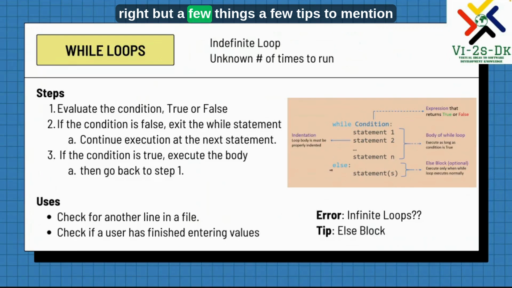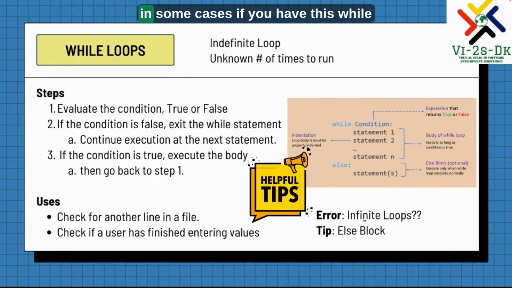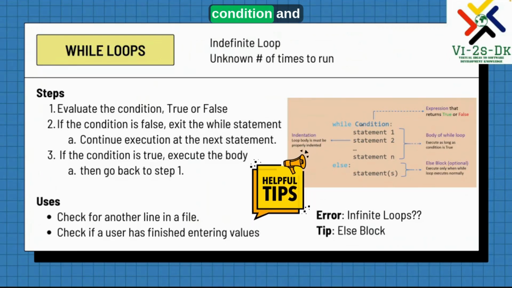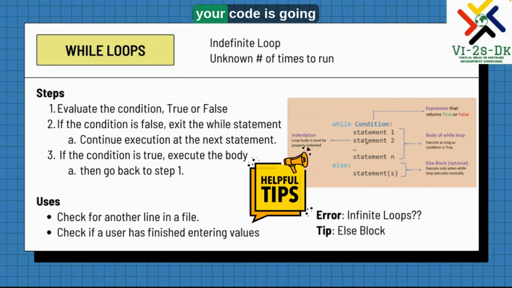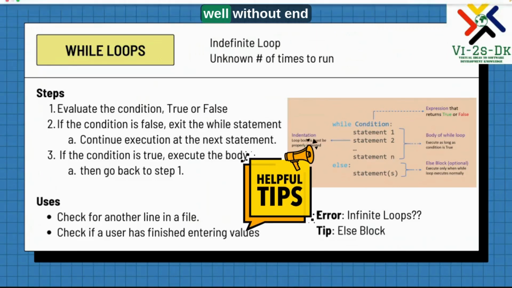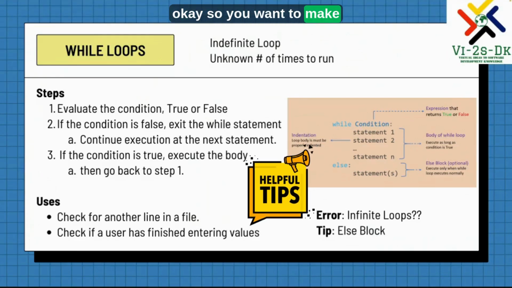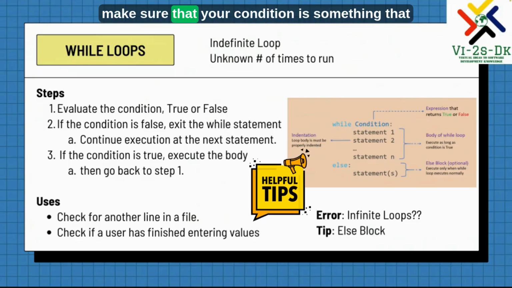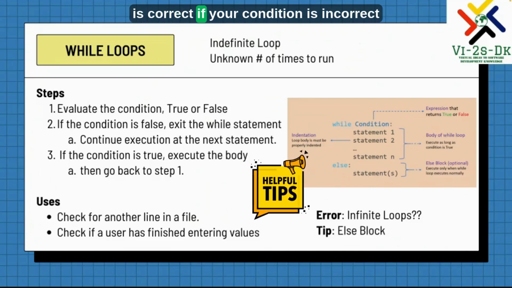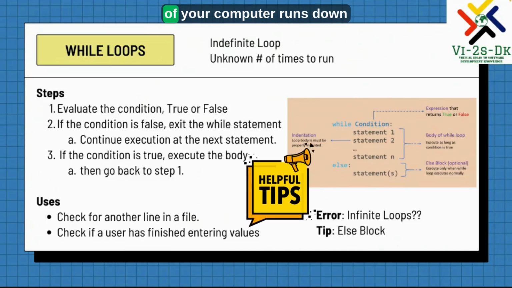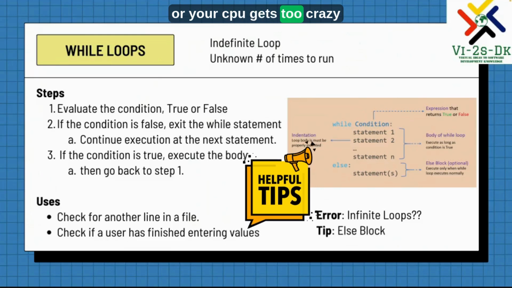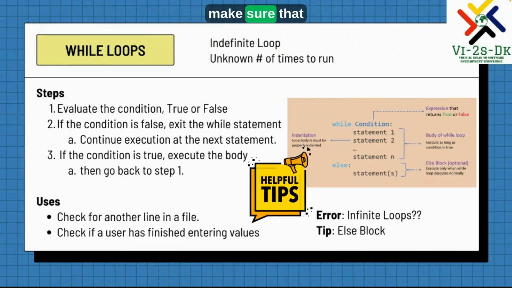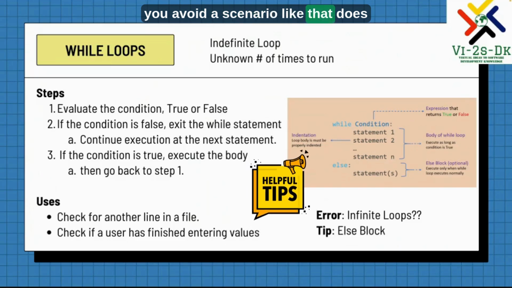All right, but a few tips to mention. Again, the else block is optional. In some cases, if you have this while condition and it's always true, this means your code is going to run forever and ever, without end. So you want to make sure that when you write code, your condition is correct. If your condition is incorrect, it's going to run until the battery of your computer runs down or your CPU gets too crazy. You definitely want to avoid a scenario like that. Does that sound good to everyone?